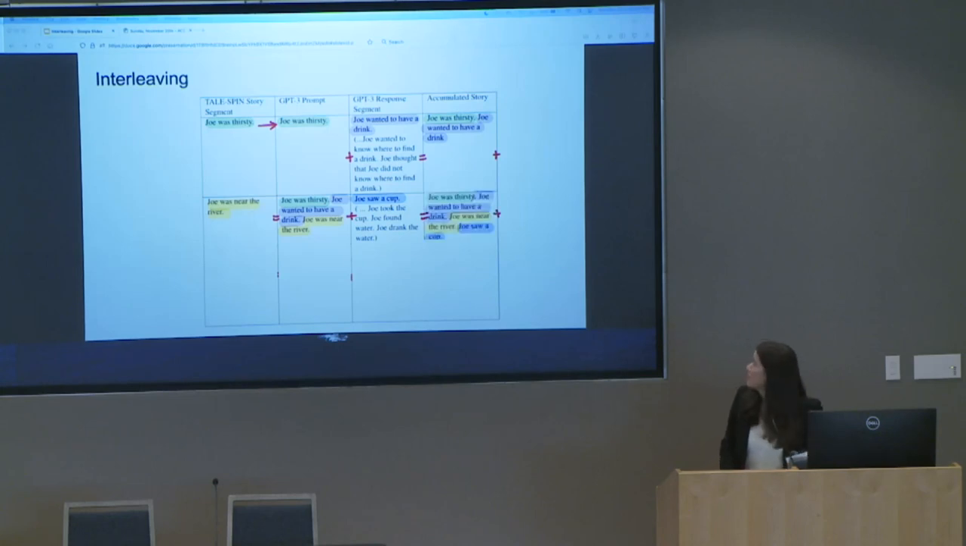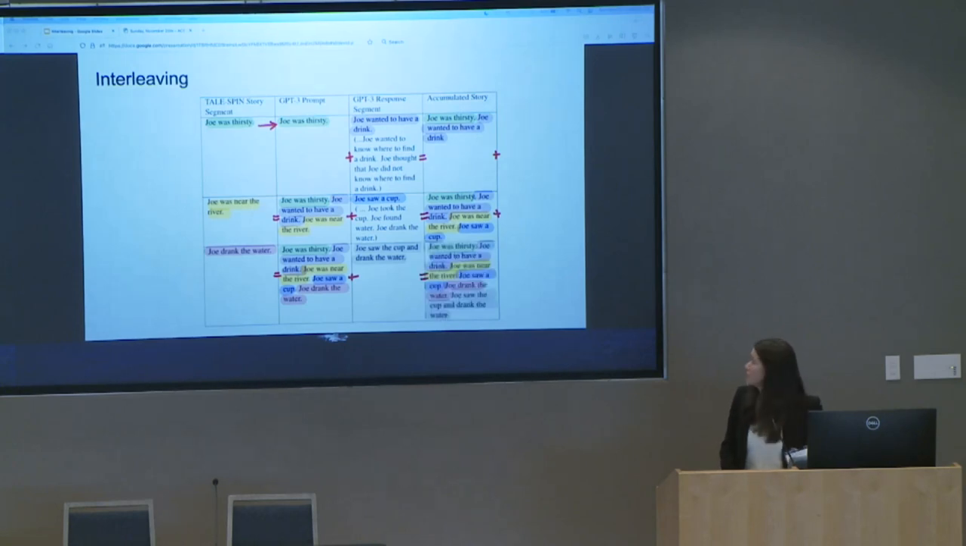So again, here's this accumulated story that is developed, and we continue this process until another response is produced, and our final accumulated story is Zhou was thirsty. Zhou wanted to have a drink. Zhou was near the river. Zhou saw a cup. Zhou drank the water. Zhou saw the cup and drank the water.